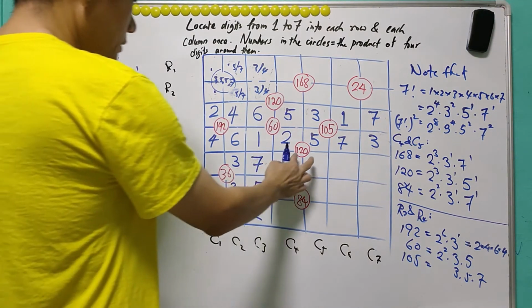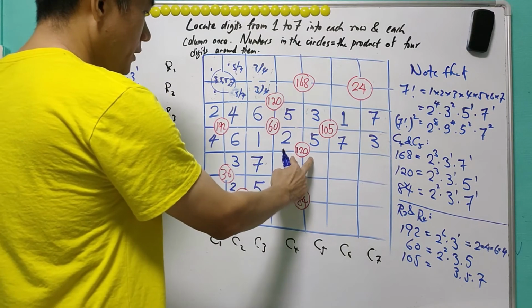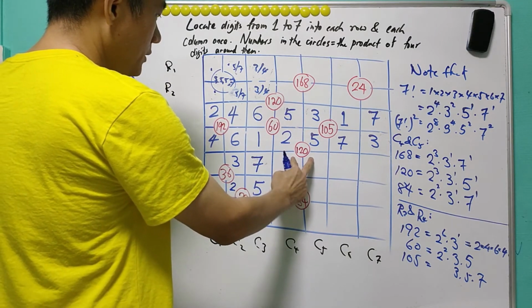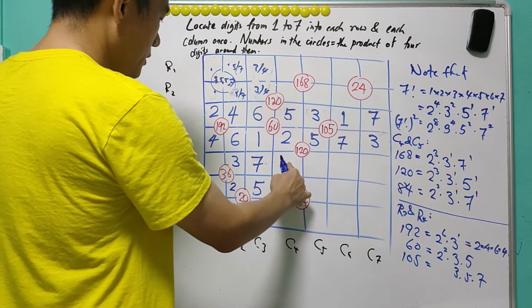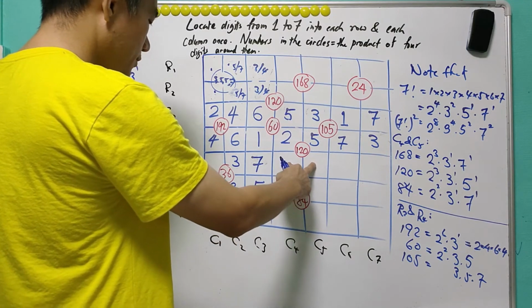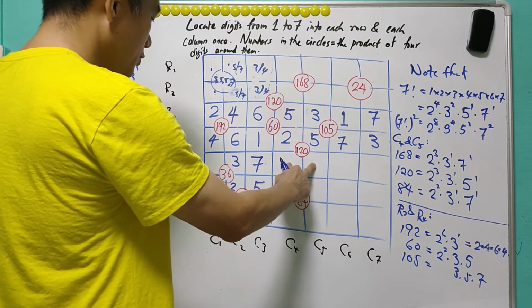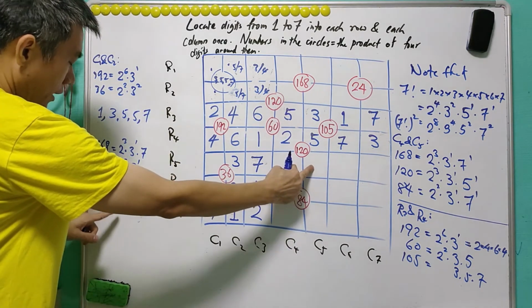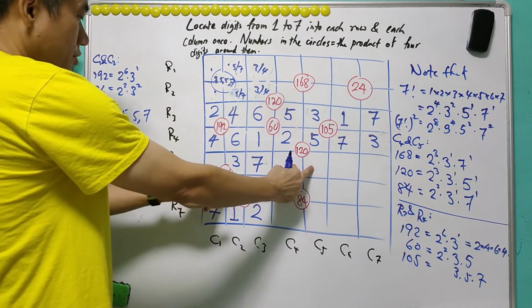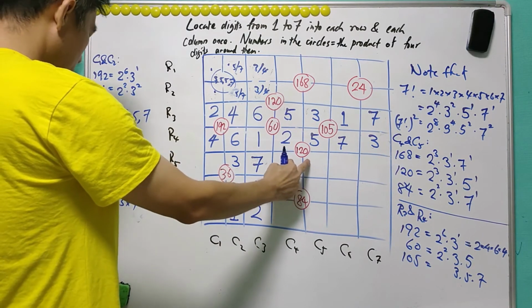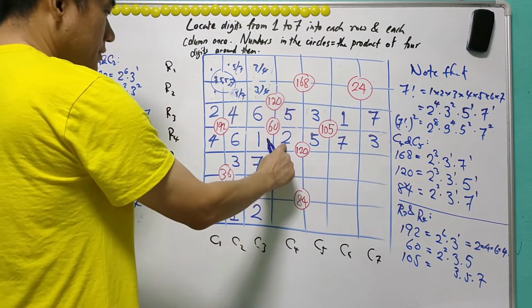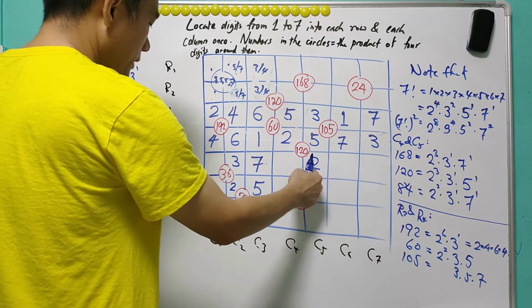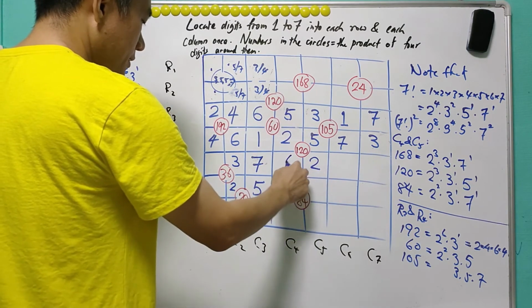Now we look at this 120. 120 is equal to 10 times 12. So the two numbers in C4 and C5 must multiply to 12. As we mentioned, 12 can be 2, 6, and 3, 4. But we can't use 3, 4 here. So it must be 2, 6. And since there's a 2, so 2 must be in C5 and 6 must be in C4.